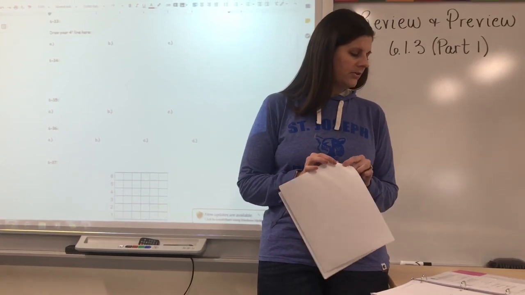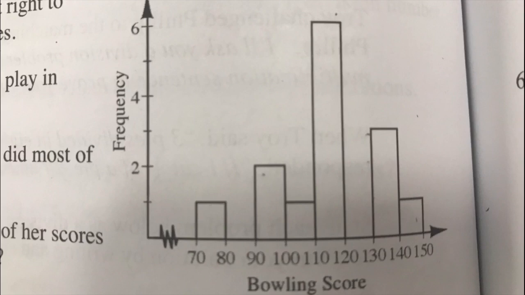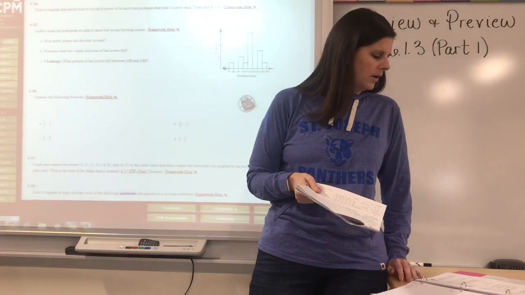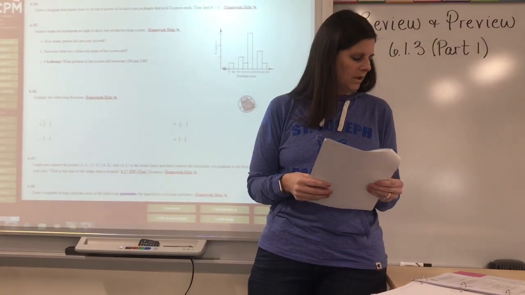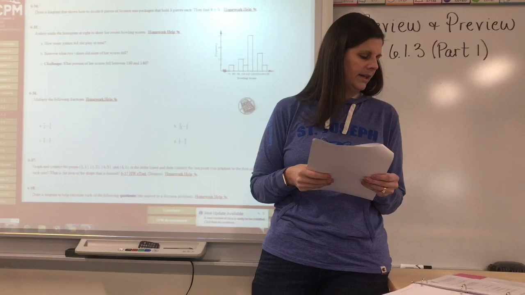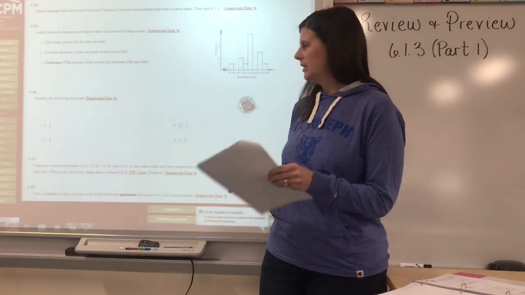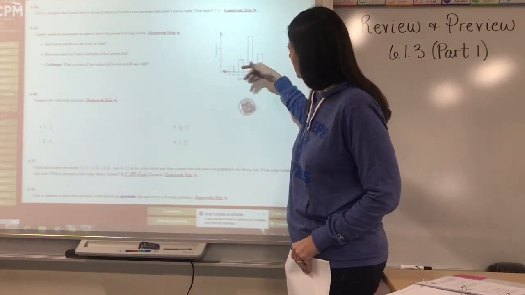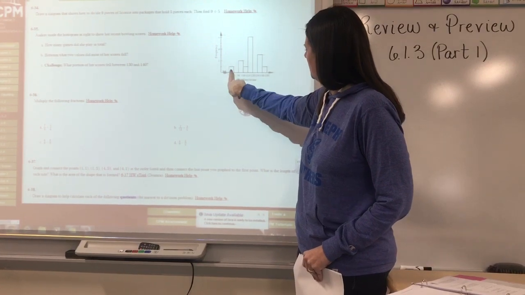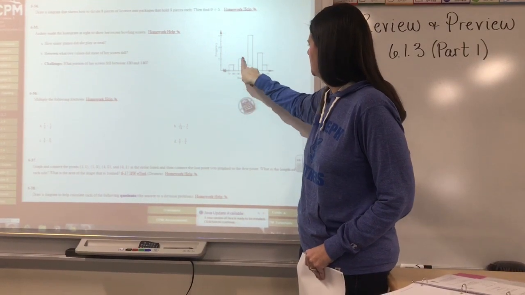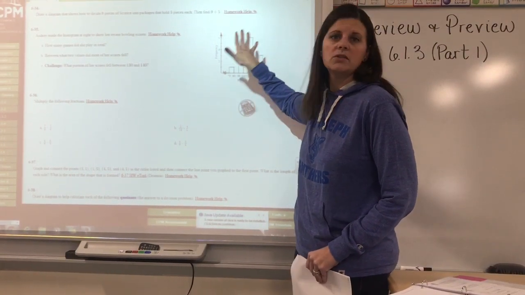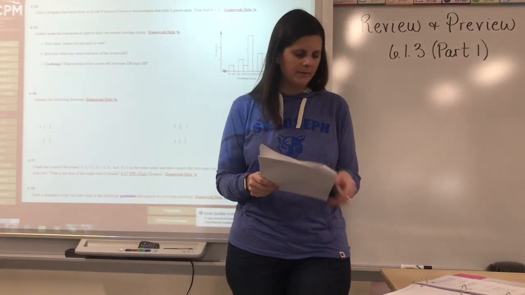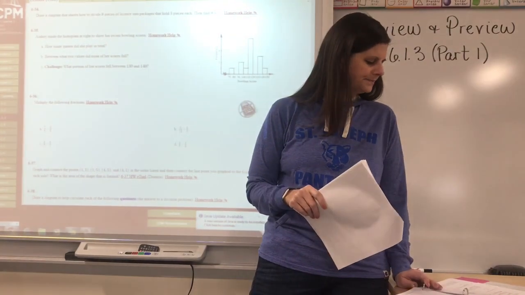For question 35, it shows you a histogram. And the histogram is talking about bowling scores. For part A, using the histogram to figure out how many games there are altogether, you can count the heights of the bars or add those together. So this bin represents 1 game, this one represents 2 and 1, and so on. So we're looking for how many games total for part A.